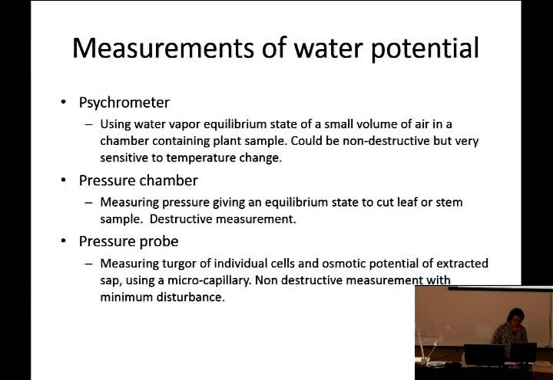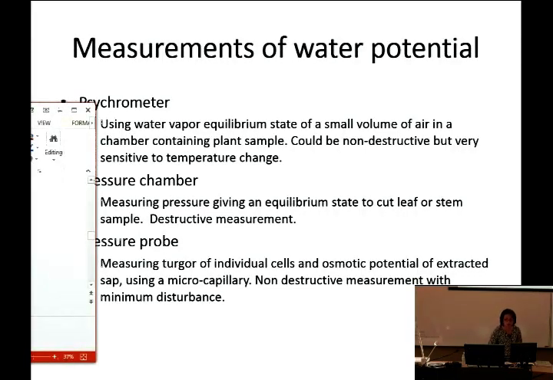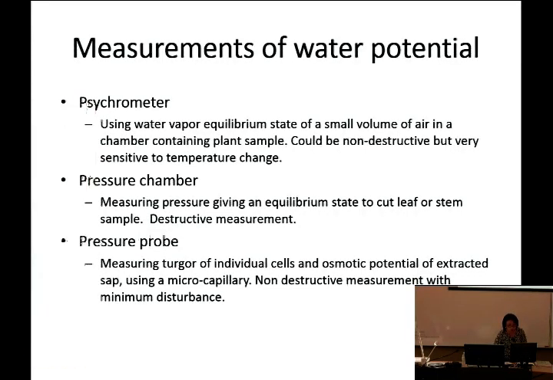Okay, so how do we measure water potential? Is this coming two or three slides in here? So water potential can be measured in multiple ways.